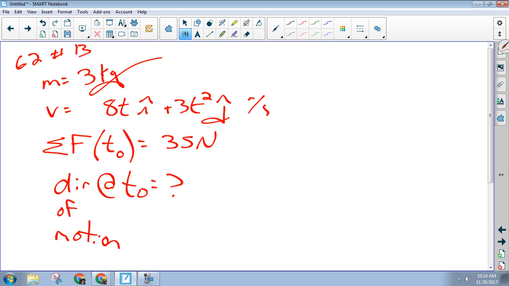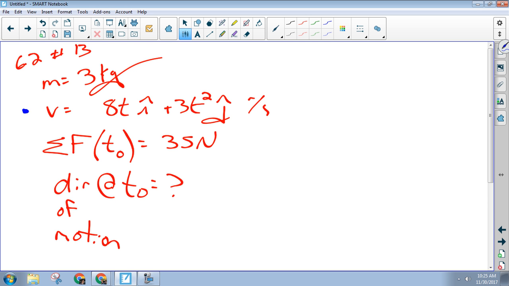Sarah, you got an idea? Yeah. Okay, get me started. I took the derivative and found the acceleration. That makes sense to me because I've got an expression for the velocity as a function of time. If I can come up with an expression for the acceleration as a function of time, that acceleration is dependent on the net force, right?